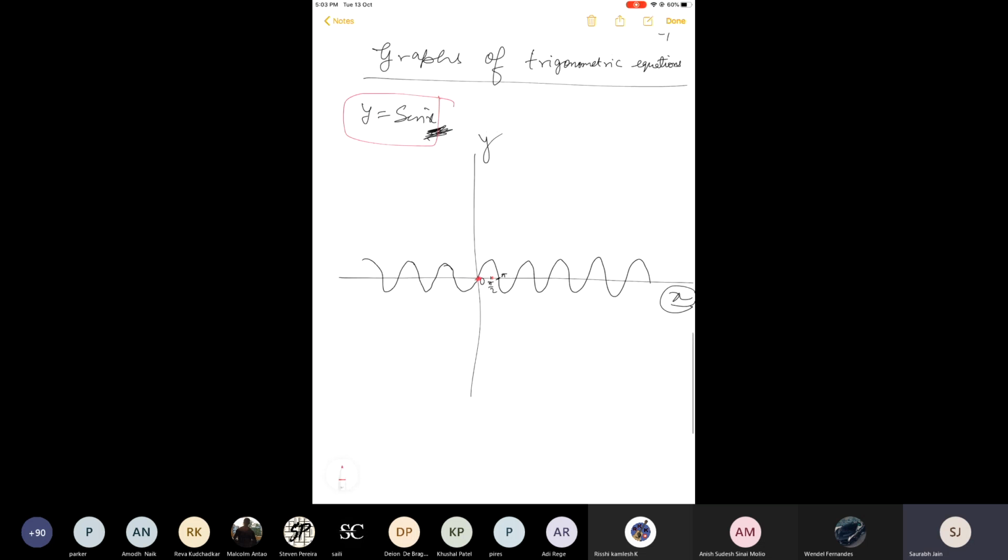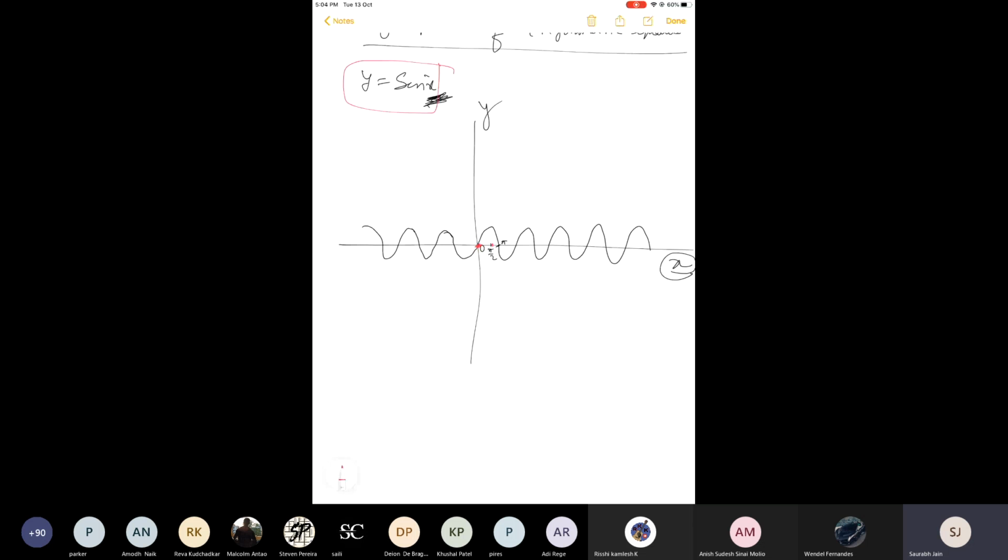How much is the value? So 1. 1, right? And did I ever tell you what is the highest value of sin x? Did I say anything like that? That whatever be the angle, the highest value of sin x will be this. So 1. Yes, 1.